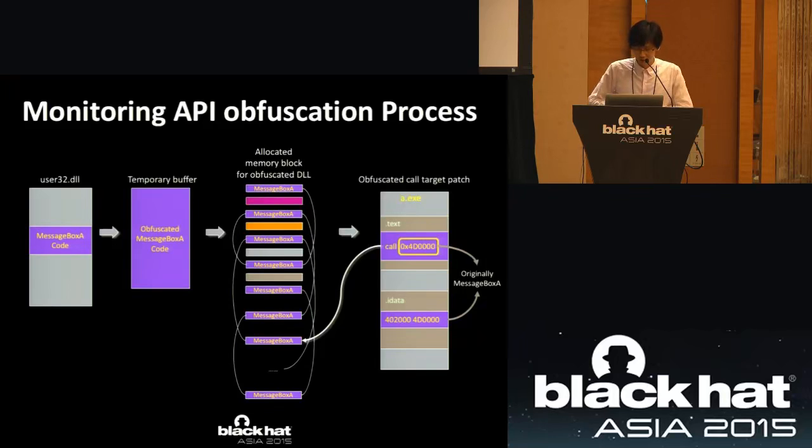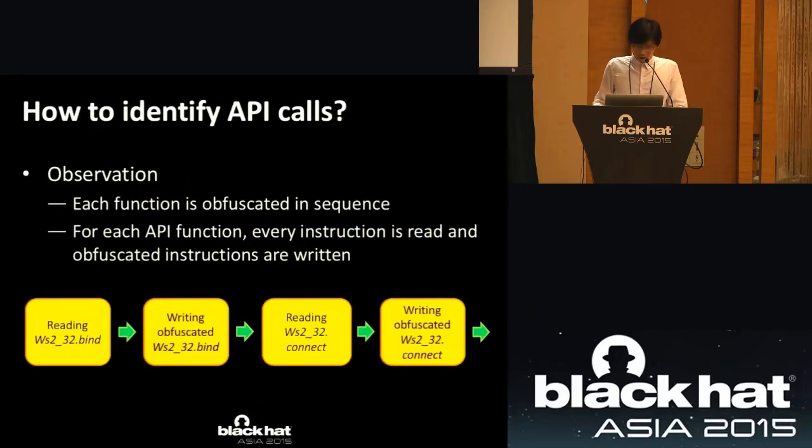In this picture, 40.0.1000 - what function did it originally belong to? So, to identify functions, I observed that each function is obfuscated in sequence. For each API function, every instruction is read and obfuscated instructions are written.